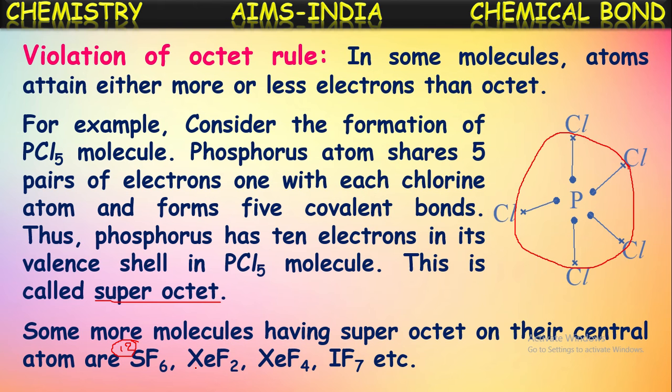We know xenon already has 8 electrons in the valence shell. It is sharing 2 pairs of electrons, one with each fluorine atom, and hence it is getting 10 electrons in the valence shell. So it is an octet rule violation. Similarly, iodine is getting 14 electrons because iodine already has 7 valence electrons. It is sharing 7 pairs of electrons with fluorine atoms, one with each fluorine. Thus, it is getting 14 electrons in its valence shell. It is called superoctet. Getting more than an octet after bond formation is called superoctet.